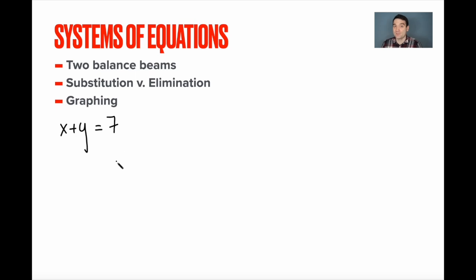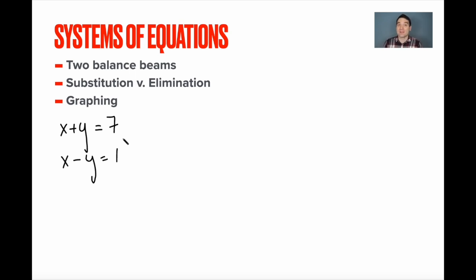But if I add in another piece of information, so I keep this one, I say x plus y equals 7, and then I add in this other piece of information and say x minus y equals 1, well, could you kind of eyeball this and figure out what x and y are? If you can't, no worries. We're going to talk about a methodical way to do it.